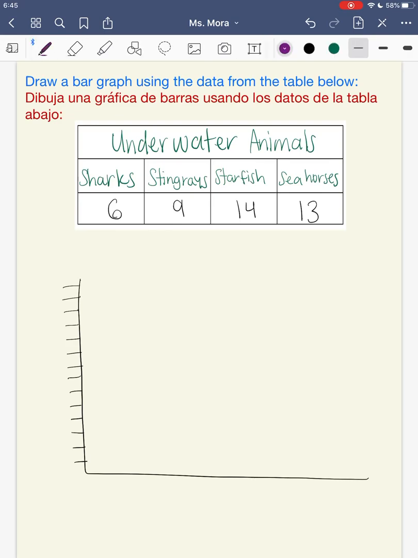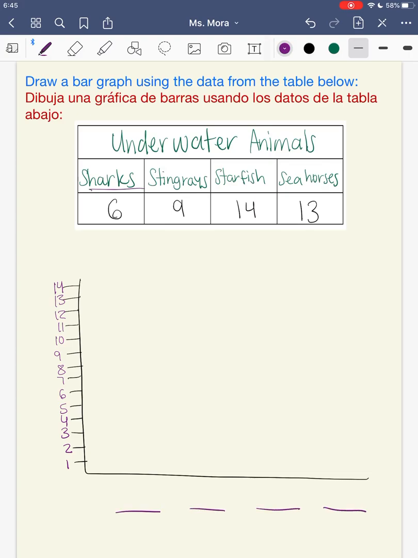Alrighty, guys, so I'm going to start off by labeling my numbers up the side of my bar graph. So go up. Primero debo poner los números en el lado de mi gráfica de barra. Okay. And then I'm going to label my categories, mis categorías.